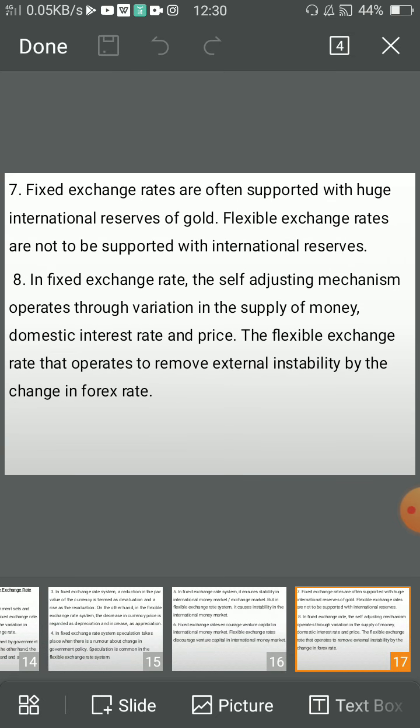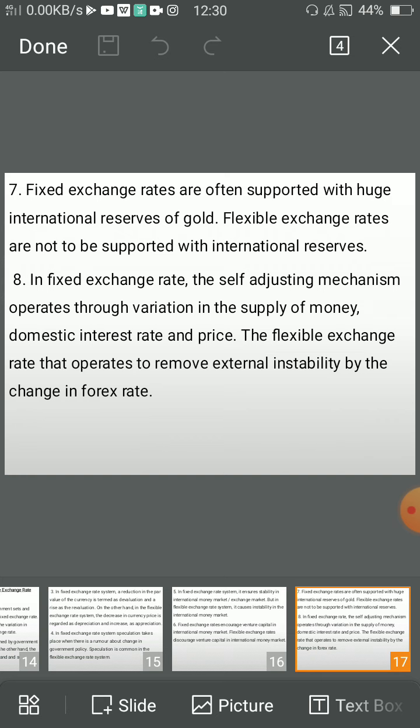Fixed exchange rates are often supported with a huge international reserve of gold. Flexible exchange rates are not supported with international reserve. Fixed exchange rate encourages the need of gold reserve. In flexible exchange rate, there is no need of gold reserve.